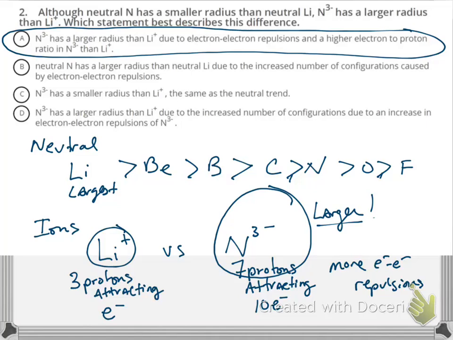And we would expect the answer to be the first one, which is that nitride has a larger radius than lithium plus due to the electron-electron repulsions and the higher electron to proton ratio. So it's really about electron to proton ratios. It's definitely not about configurations. It's not the same as the neutral, so A is the best answer here.